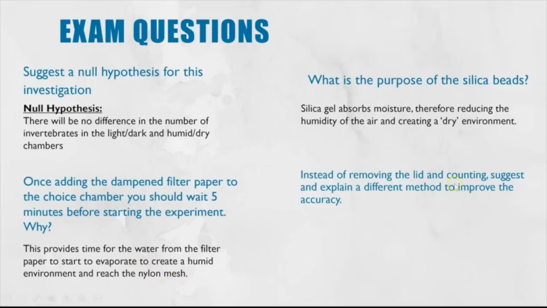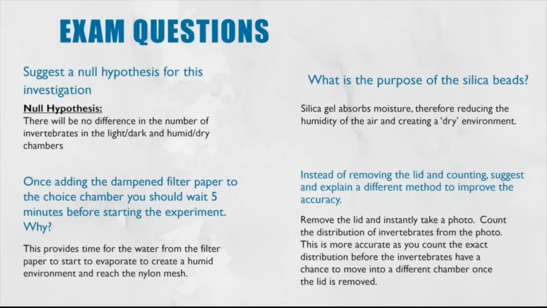Next, instead of removing the lid and counting the invertebrates, suggest and explain a different method to improve the accuracy. And this links to what I said earlier. You'd take the lid off, take a photo straight away, and then count the distribution from the photo. Then we have to explain why that is more accurate.